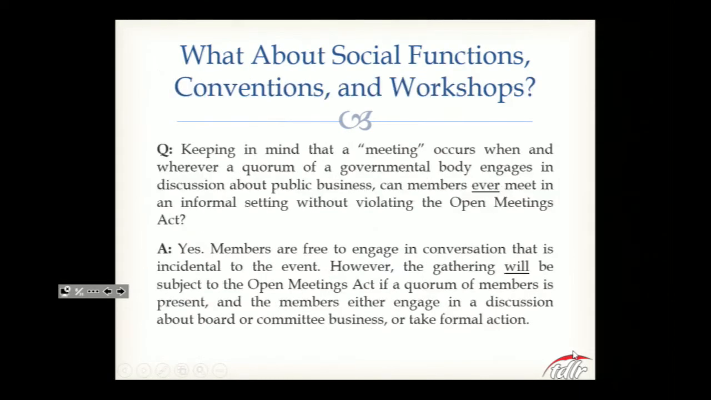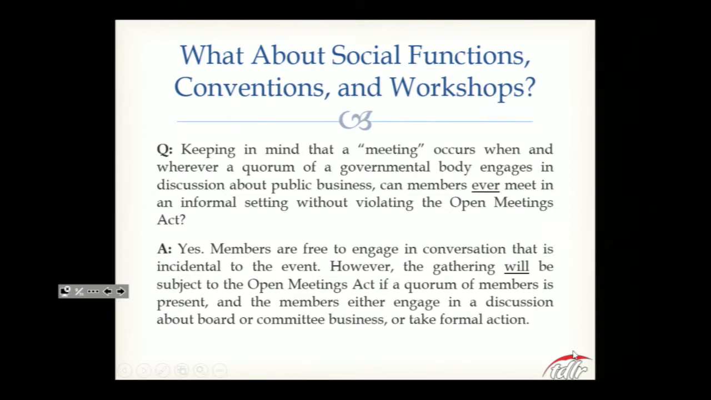And as I discussed a few minutes ago, there are some situations where you could have a quorum of members where it might be kind of in a gray area. And so we'd like to discuss this. Well, what about social functions? What about conventions? What about workshops? Do your discussions there constitute a meeting that would need to be publicly noticed?